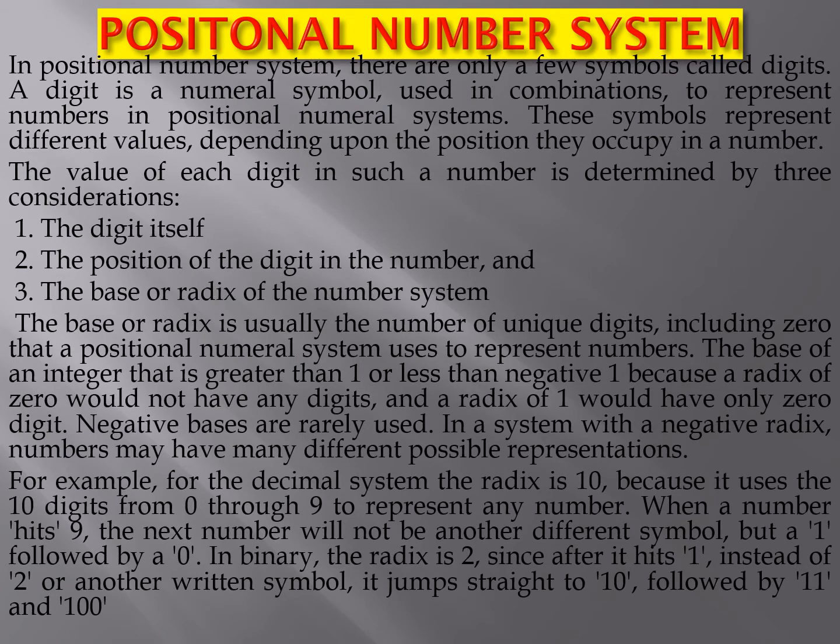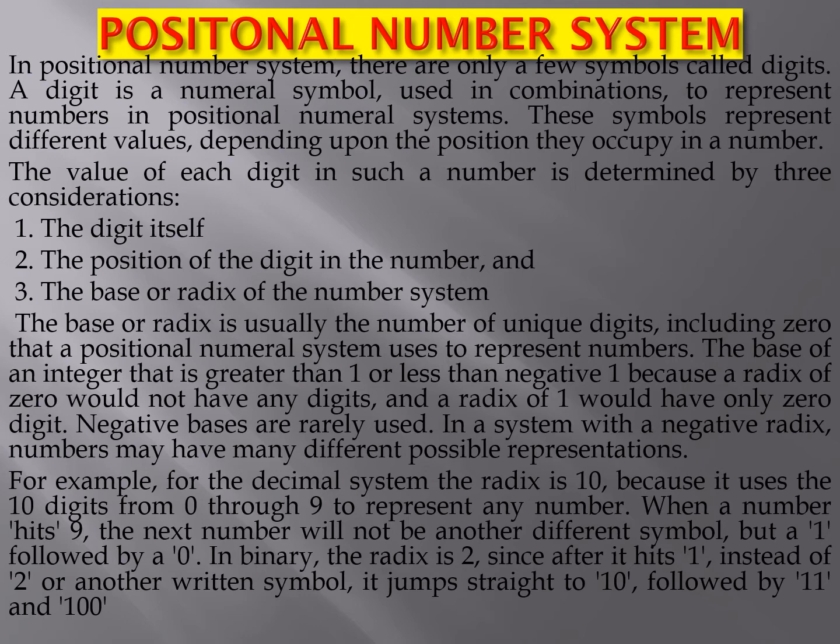Positional number system. In a positional number system, there are only a few symbols called digits. A digit is a number symbol used in combination to represent a number in positional numeral systems. These symbols represent different values depending upon the position they occupy in a number. The value of each digit in such a number is determined by three considerations: the digit itself, the position of the digit in the number, and the base or radix of the number system.